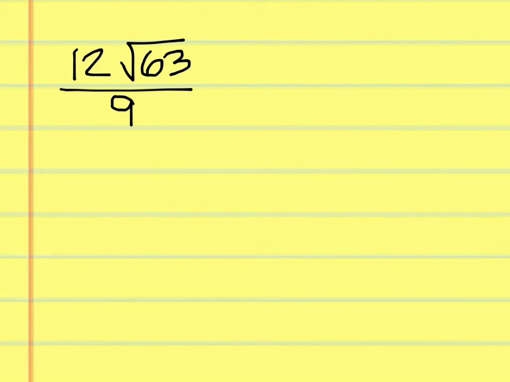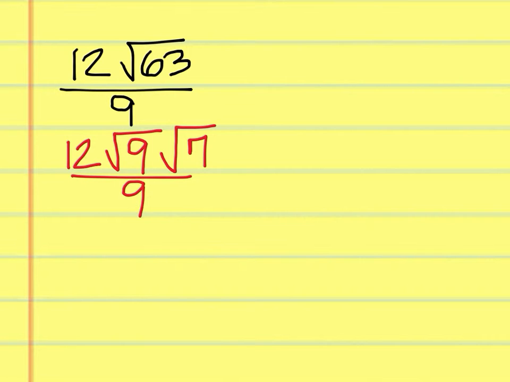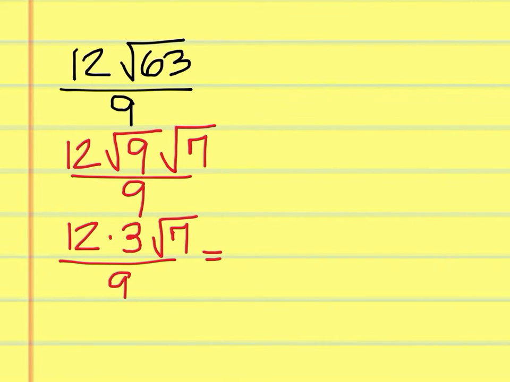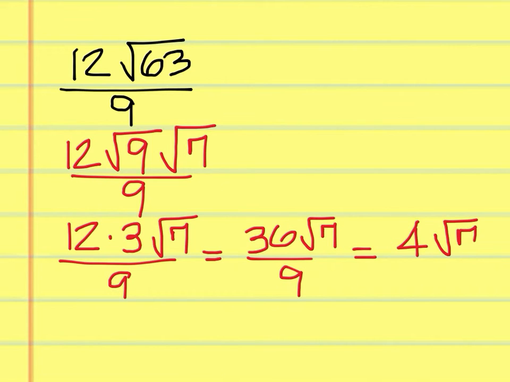The highest perfect square that comes out of 63 is going to be 9. And I would multiply 9 by 7 to get 63. The square root of 9 is 3. And then when I multiply together, I get 12 times 3 is 36. And I have 36 over 9 that can be reduced to 4. So 4 square root of 7 is my final answer.